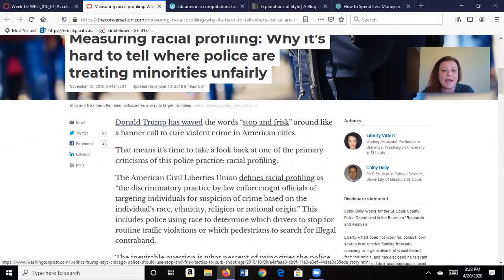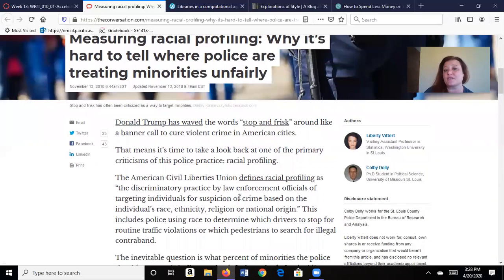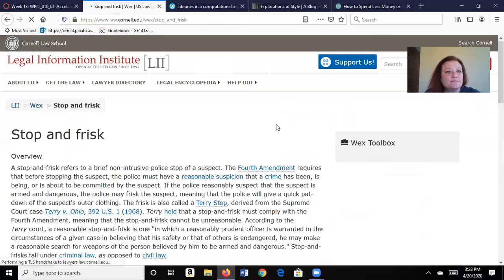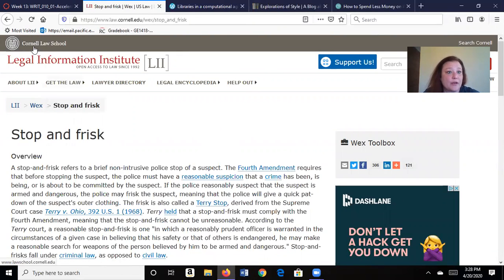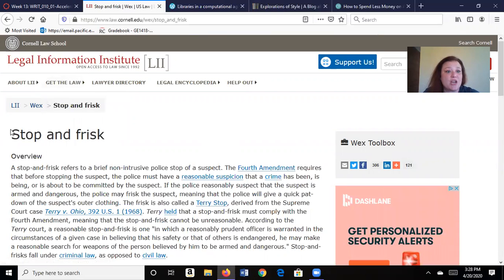However, you must also have hyperlinks in a blog. The hyperlinks will help your readers learn more about the topic. So Donald Trump has waived the words stop and frisk. Let's see what they linked stop and frisk to. Oh, okay, so this is a page from Cornell Law School that gives us information about, I guess it's an actual term, stop and frisk.